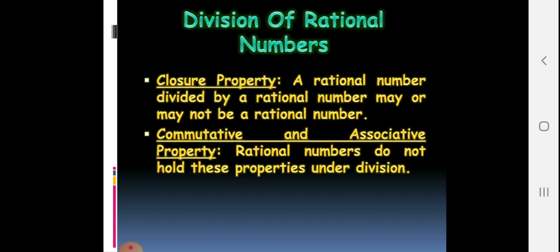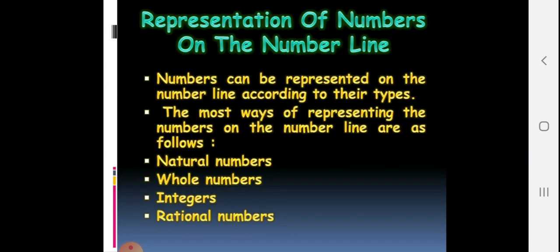Now divisions of rational numbers, under which first let's discuss the closure property. A rational number divided by a rational number may or may not be a rational number. Commutative and associative properties: rational numbers do not hold these properties under division as well as subtraction.